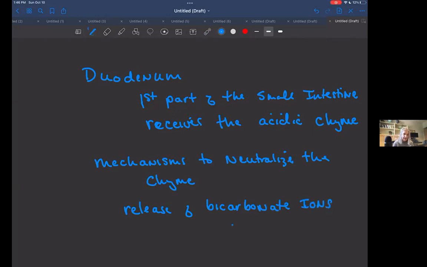So we have HCO3, and that's a negative. What that is going to do is bind to hydrogen ions. It picks them up and binds them. So this is my bicarbonate ion right here, and it is going to remove hydrogen ions from solution. So it is going to turn this acidic chyme more alkaline. And that is really important for the next step, which has to do with the pancreas.